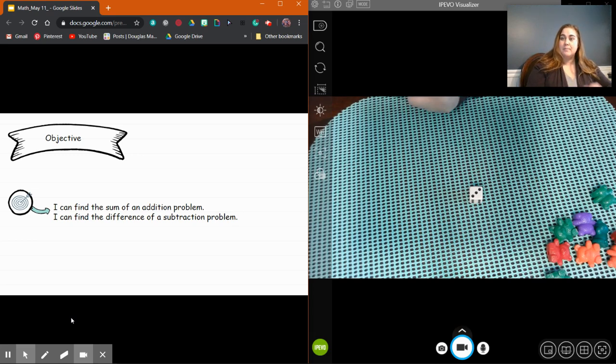And remember, sum is the word that we use when we're talking about the answer to an addition problem, or what we have when we add the two numbers in the problem. And the difference is the difference between two numbers. So that is the answer you would get if you're taking away from another number.